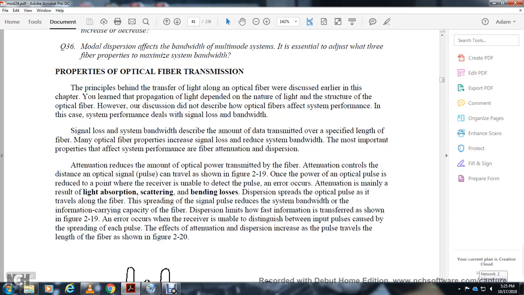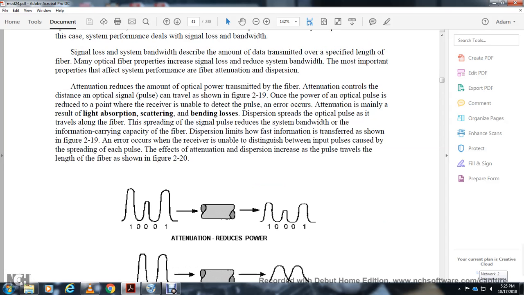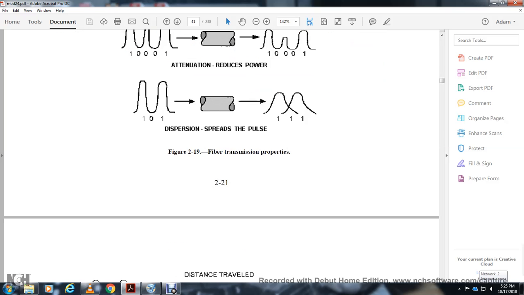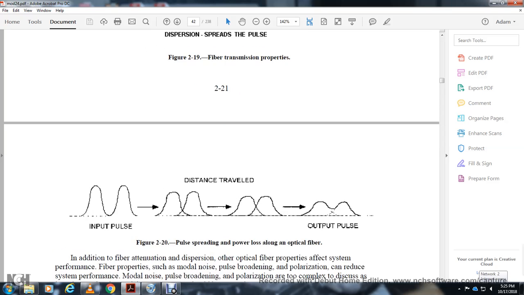The pulse travels the length of the fiber, as shown in figure 220. Attenuation reduces the power and dispersion spreads the pulse. The farther the input pulse travels, the more the output pulse fades and spreads.